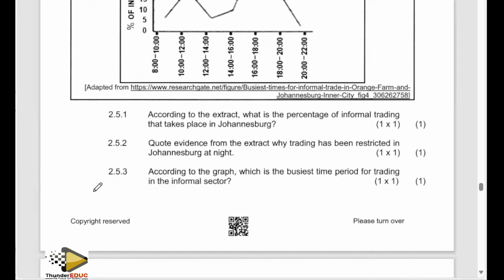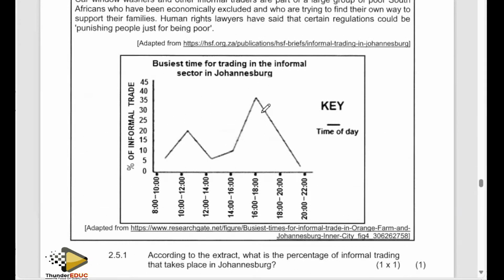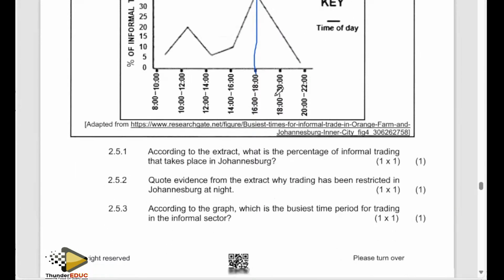According to the graph, which is the busiest time period for trading in the informal sector? We go to our graph and identify the highest point of our line graph. We are seeing that the highest point is here. That is where we find the highest activity taking place. Percentage is on this side, and we check, it is slightly somewhere around 35%. Then we go to our horizontal axis. We want to identify the time here. This is the time at which we reach the peak of our economic activity happening in the informal sector in Joburg. So our correct response is between 1600 hours and 1800 hours of the day. That is 4 p.m. to around 6 p.m.